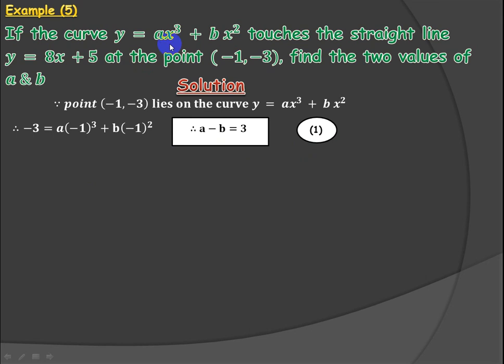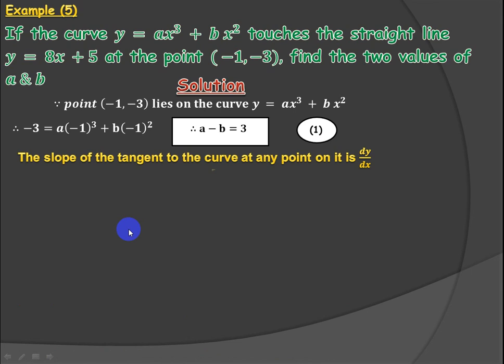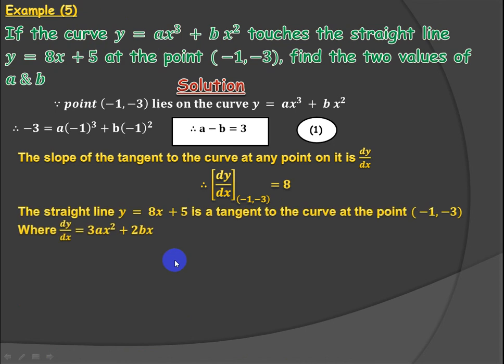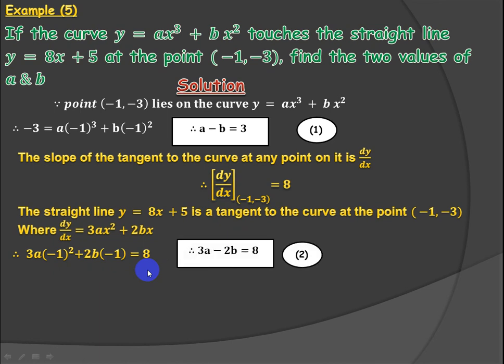The first derivative of this function also equals the slope of the tangent, which means the slope of the straight line y equals 8x plus 5. So dy by dx from here equals 8. So now the slope of the tangent to the curve at the indicated point negative 1, negative 3 equals 8. From the equation of the curve, the first derivative will be 3ax squared plus 2bx. This will be equal to 8 when you substitute x by negative 1: 3a times negative 1 squared plus 2b times negative 1 equals 8. So 3a minus 2b equals 8. This is equation number 2. By solving the two equations 1 and 2 simultaneously using calculator mode 5.1, or the substitution method or the elimination method, you will find that a equals 2 and b equals negative 1.